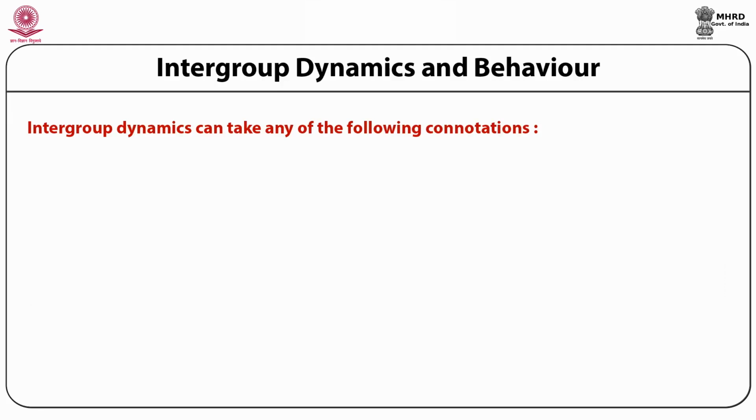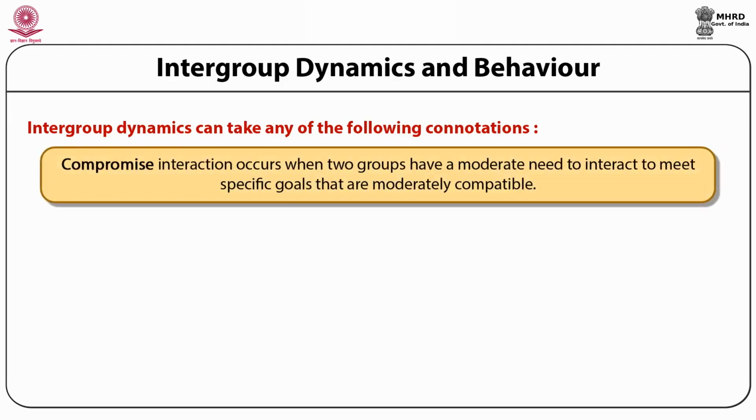Another intergroup dynamics connotation could be compromise. This occurs when two groups have a moderate need to interact to meet specific goals that are moderately compatible. In this interaction, the two groups may work together on a semi-regular basis to ensure that they are on track to meet the overlapping goals.